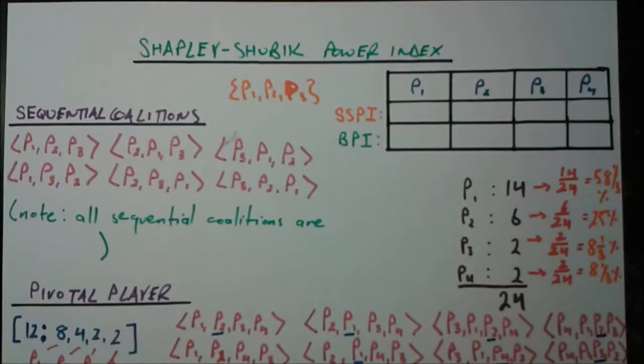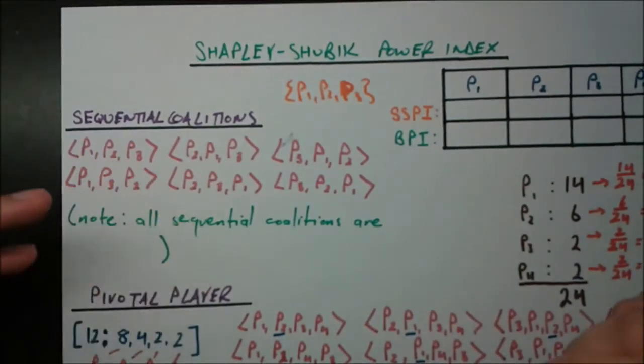In this video, we'll be talking about the other main type of power index in weighted voting. This is called the Shapley-Shubik power index, and it's different from the Banzhaf power index because it deals with sequential coalitions as opposed to just normal coalitions.